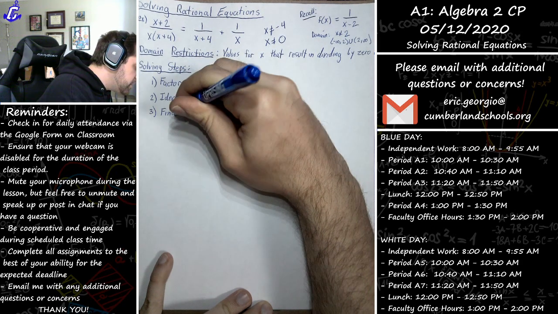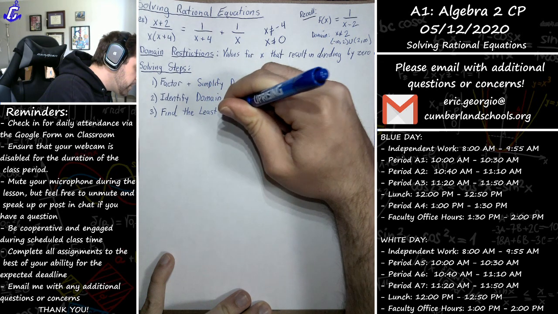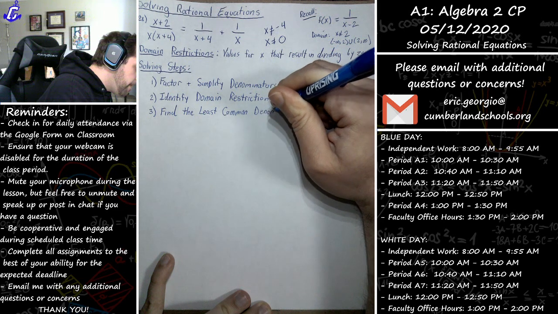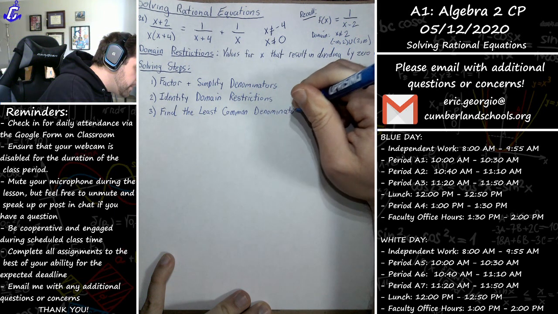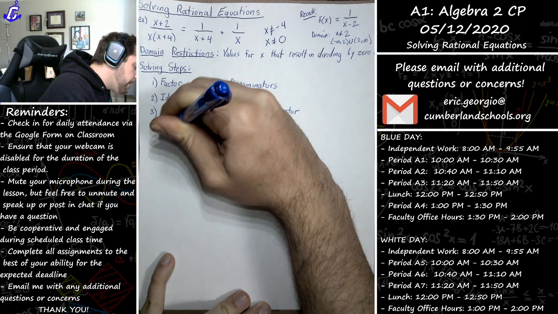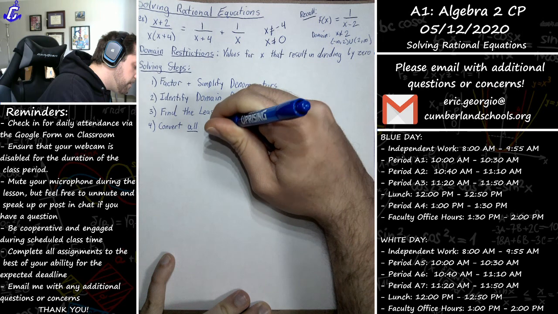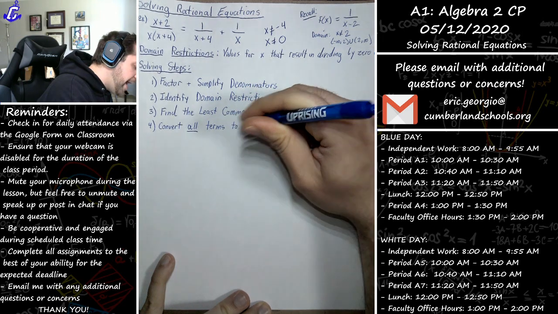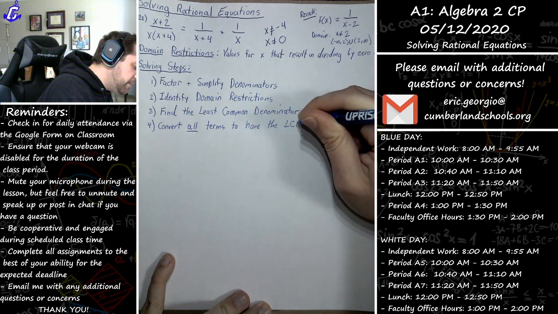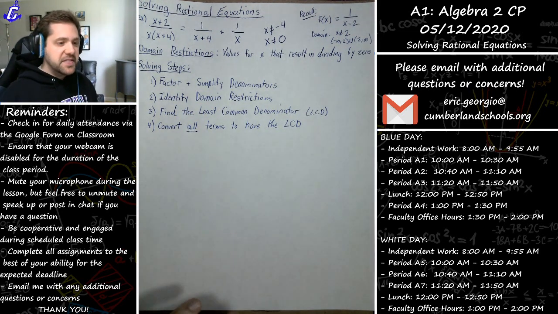Find the least common denominator. We then have to, number 4, convert all terms to have the least common denominator. It's like you want to have all your terms match that least common denominator.